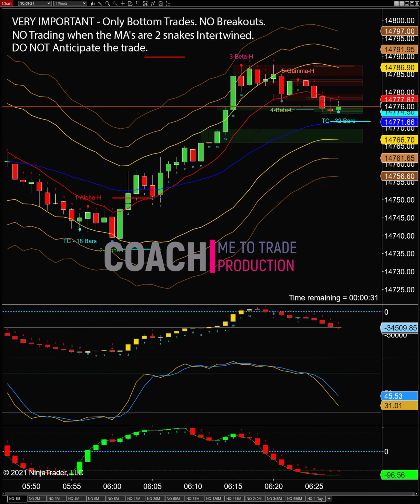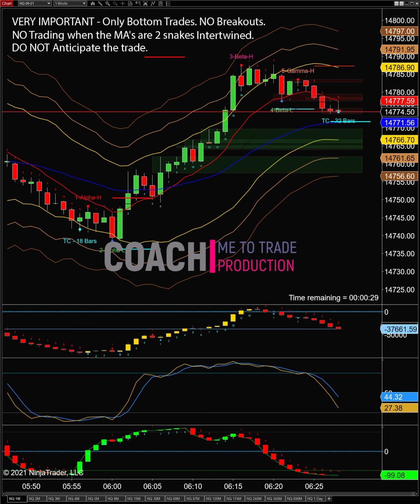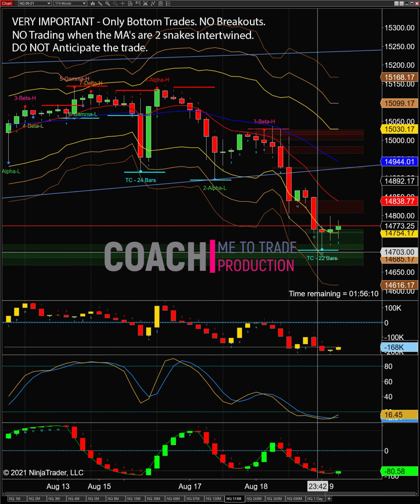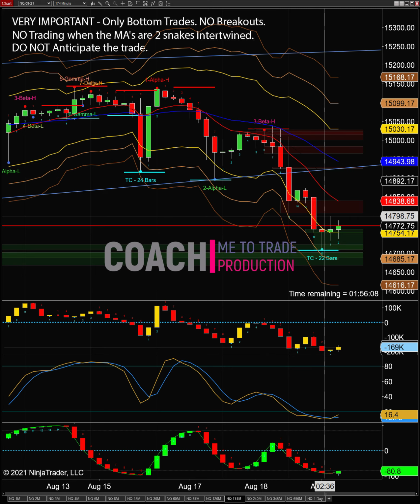Okay, good morning. Let's trade some NQ futures using NinjaTrader software. Market opens in 2 minutes. Take a quick scan of some of the longer term charts to see where we currently stand. Here's a 174. It looks like it's trying to bottom here off of the 2 deviation Keltner.